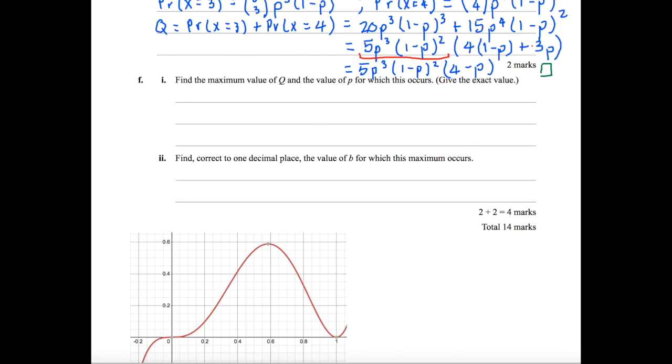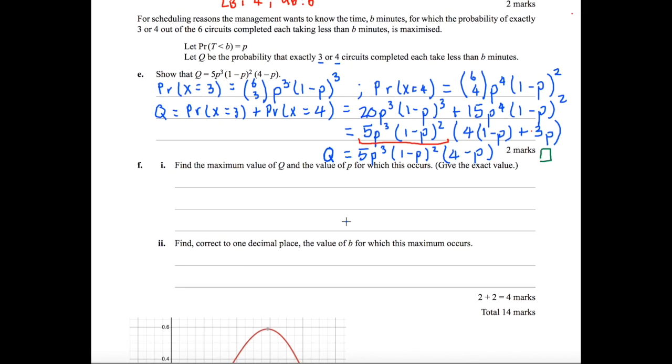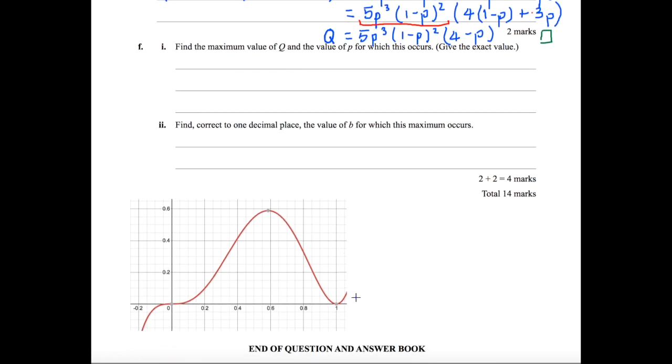Alright, so this is where it gets pretty tricky to think about. Find the maximum value of Q and the value of P for which this occurs. From the previous question, we see that we have some function Q. Q is a function of P. Now, let's just give this some context. From the start of the question, we know that P is the probability that the time taken is less than B minutes. So on our x-axis, the probability that the time taken is less than some amount of minutes B is equal to P. Now that's confusing in itself.